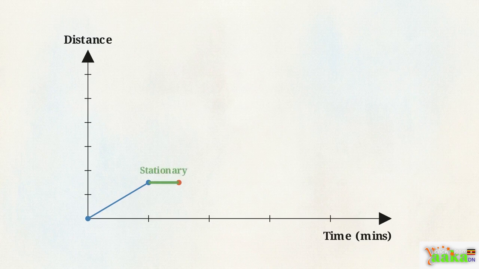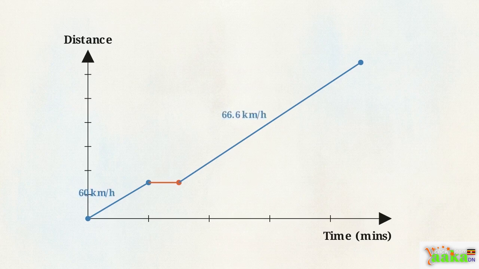To find the fastest leg, we look at the gradients. The calculation confirms the final leg to Kampala covers 100 kilometers in 90 minutes, moving the taxi at over 66 kilometers per hour. This exceeds the 60 kilometer per hour pace of the first leg.